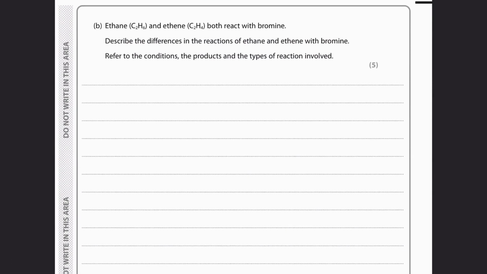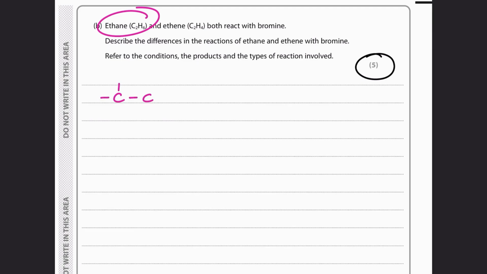Now, this is a brilliant question. 5 marks, so you know you have to be very systematic. So it says here, ethane and ethene both react with bromine. Describe the differences in the reactions and then talk about the conditions, products, and types of reaction involved. So let's do this systematically. So ethane first. I'm going to draw this out so you guys know exactly what is going on.